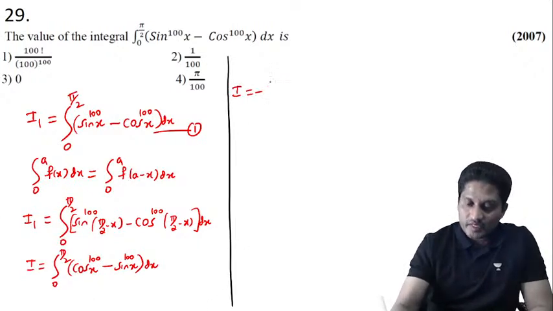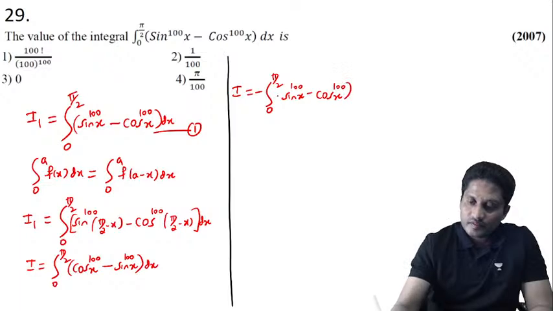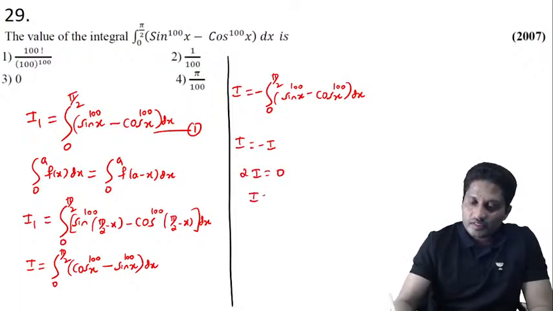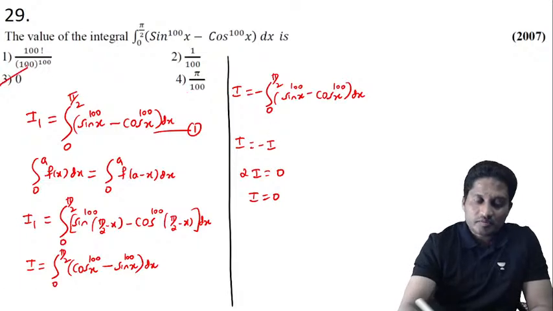I is equal to, take minus common, integral from 0 to pi by 2 of sin x to the power of 100 minus cos x to the power of 100, and then this is dx. I is equal to minus I, shift on the LHS, 2I is equal to 0. That is same as I is equal to 0. Answer is option C.